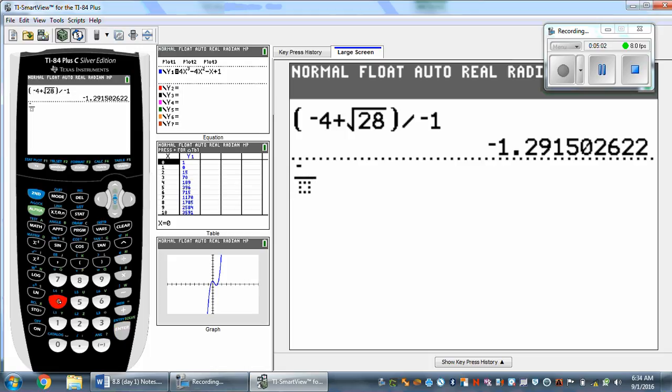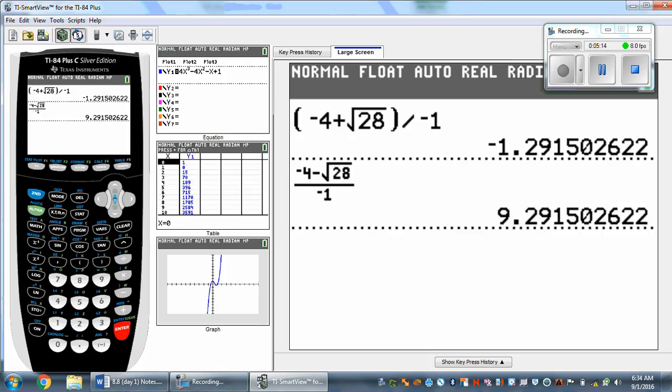So here we have negative 4 now minus the square root of 28, divided by negative 1. Press enter, which is 9.29.